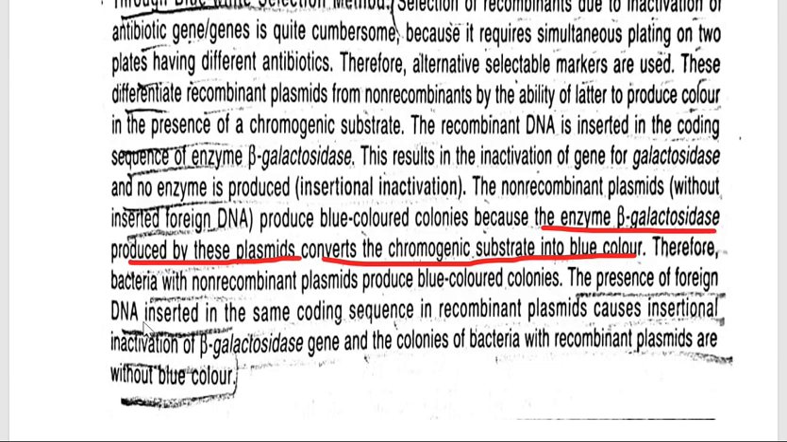The presence of foreign DNA inserted in the same coding sequence in a recombinant plasmid causes insertional inactivation. In this case, it causes insertional inactivation of the beta-galactosidase gene, and the colonies of bacteria with recombinant plasmids are without blue color. So, this is the answer to this question.